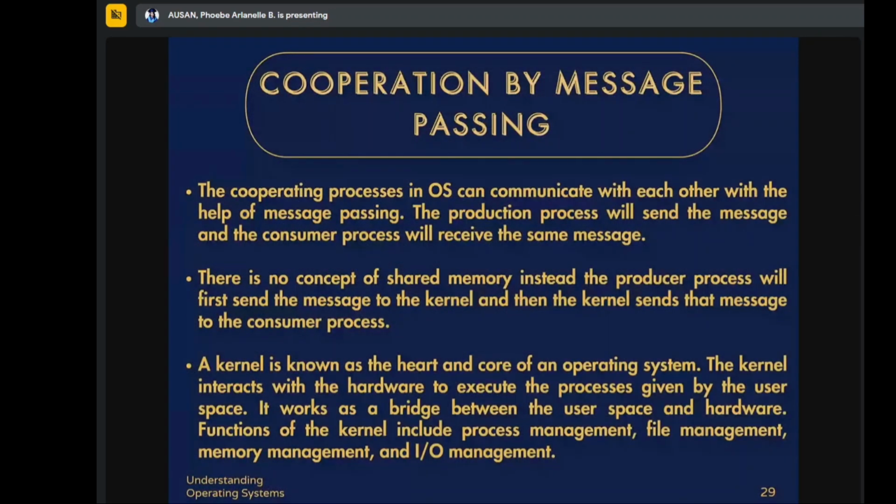Cooperation by message passing. The processes in OS can communicate with each other with the help of message passing. The producer process will produce a message, and the consumer process will receive the same message. So there is no concept of shared memory.